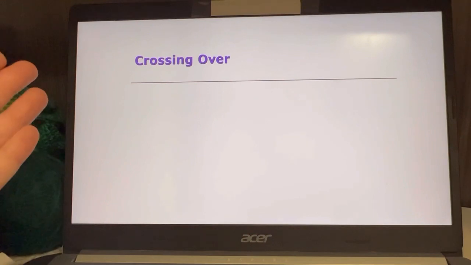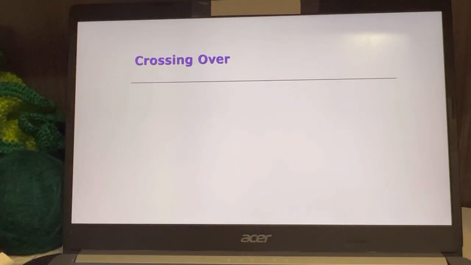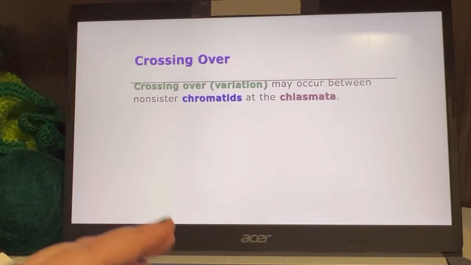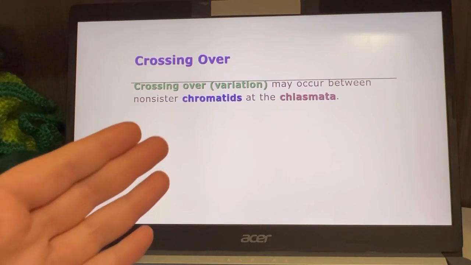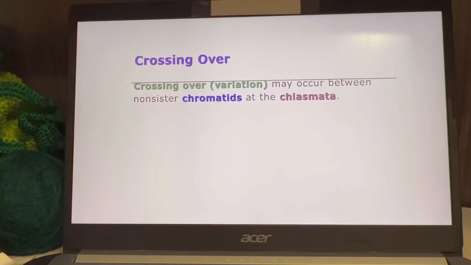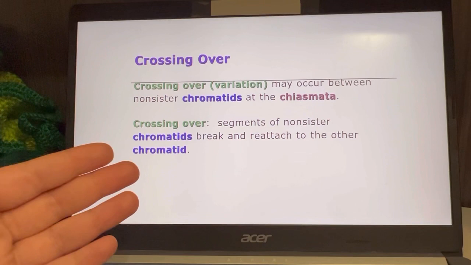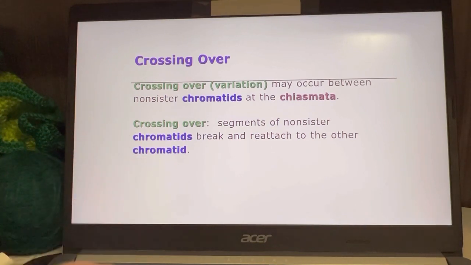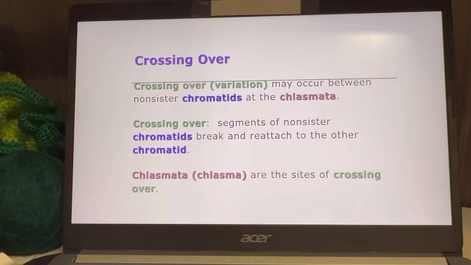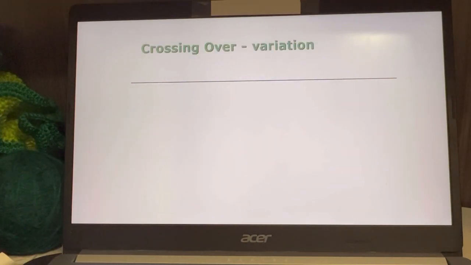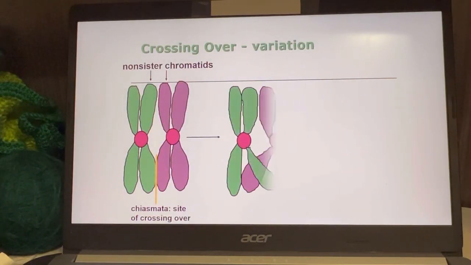We're still in prophase 1, and we have something called crossing over. Crossing over is a variation. It may occur between non-sister chromatids at the chiasmata. Segments of non-sister chromatids break and reattach to the other chromatid. Chiasmata are the sites of crossing over. So crossing over is for variation.